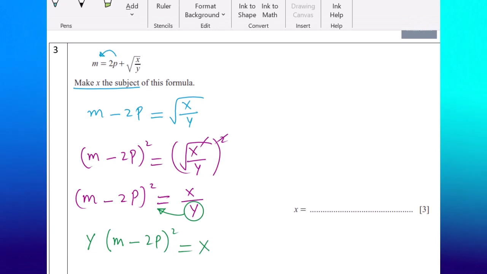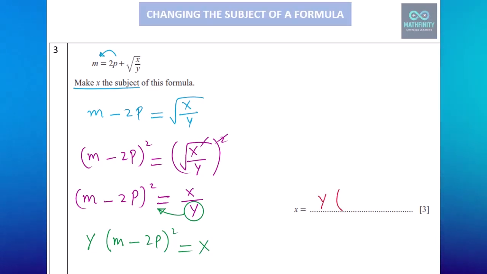But you have to write in the answer space your final value or your final answer: y times m minus 2p whole squared.